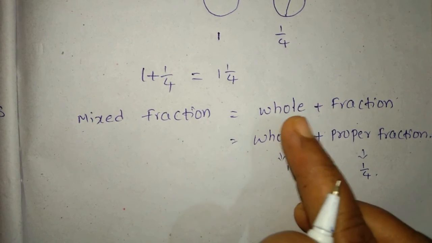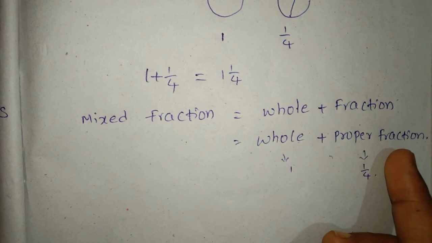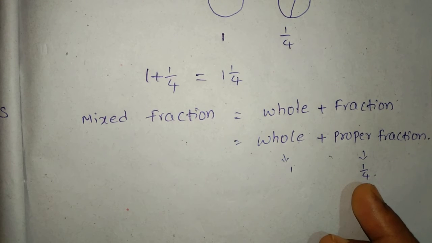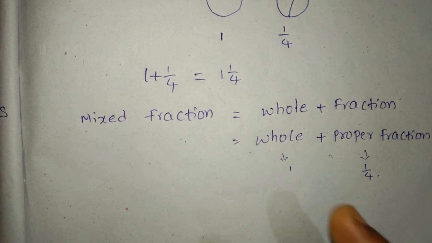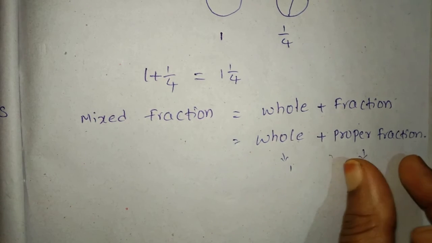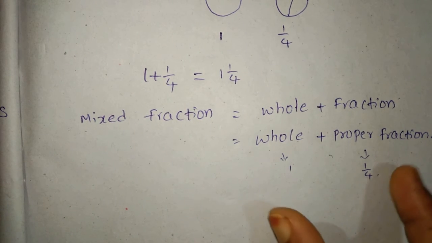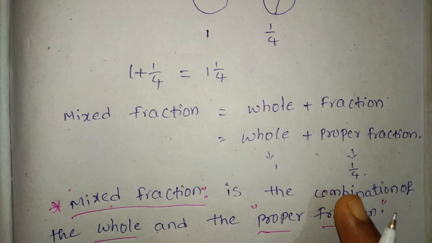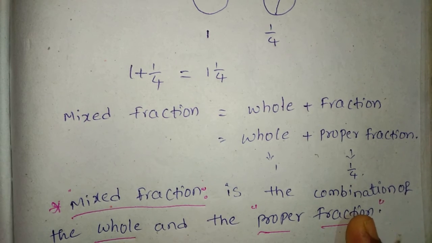Mixed fraction is equal to whole plus fraction, that is whole plus a proper fraction. Whole means 1, proper fraction means 1 by 4. So, a mixed fraction is the combination of the whole and the proper fraction. Now, this is said to be a mixed fraction.